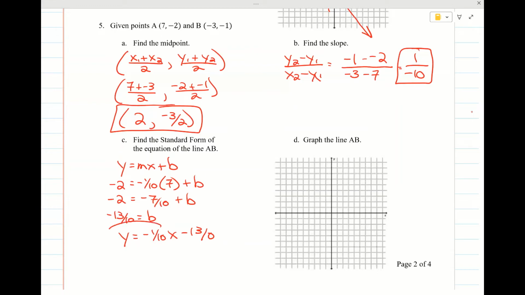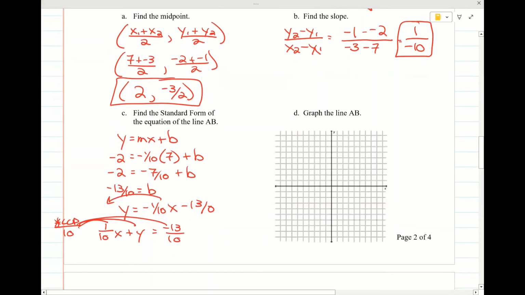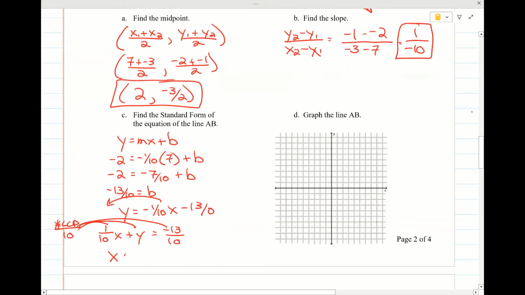Standard form, we have to get the x and y on the same side. And then we're going to multiply everything by our LCD of 10. I like drawing arches to make sure I don't miss anything. And we get x plus 10y is equal to -13 for standard form.